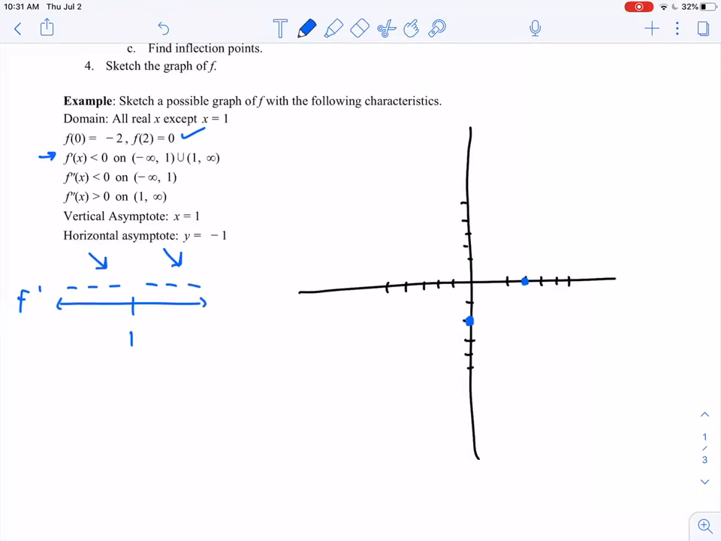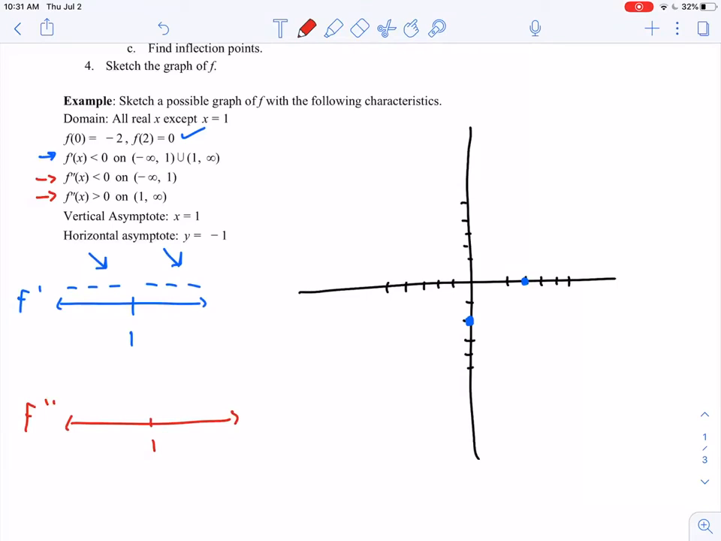We're also given some information about the second derivative here. So let's make a number line for the second derivative. So here's f double prime. Again, really it looks like the only change that's happening is at 1. So that's going to be the only number I include on the number line for my second derivative.